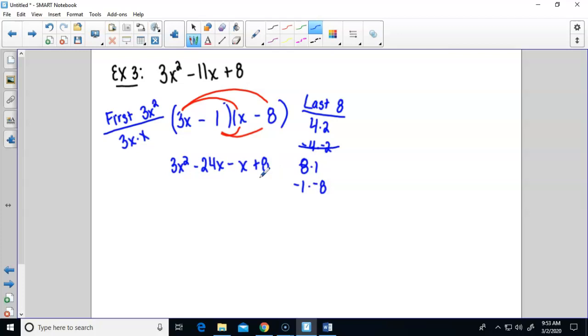Before we give up on this, what have we got to do? Switch 8 and 1. That's going to change our middle terms. Alright, 3x times x is 3x squared. 3x times negative 1 is negative 3x. Negative 8 times x is negative 8x. Negative 8 times negative 1 is positive 8. Does this one work? Yes, so our answer is 3x minus 8 times x minus 1.